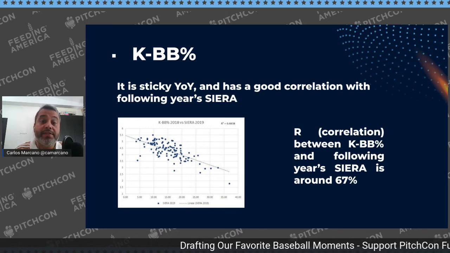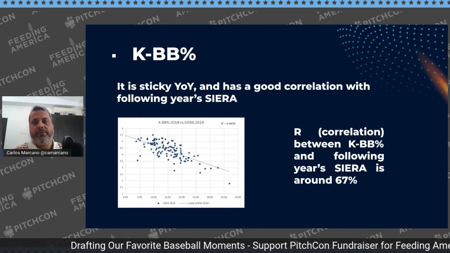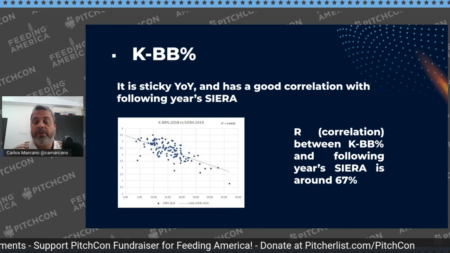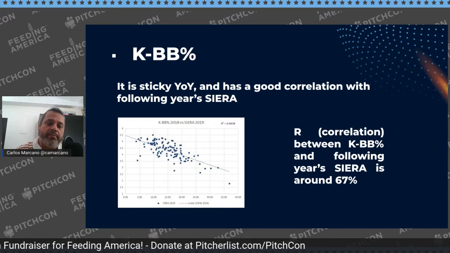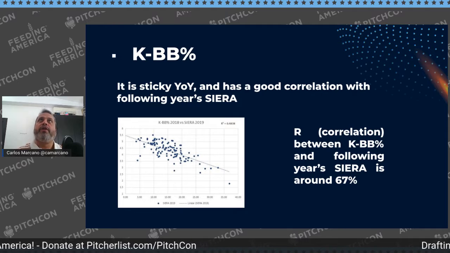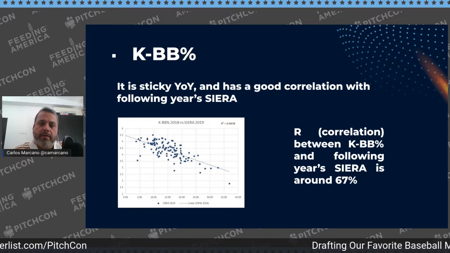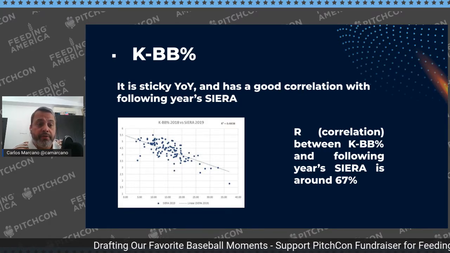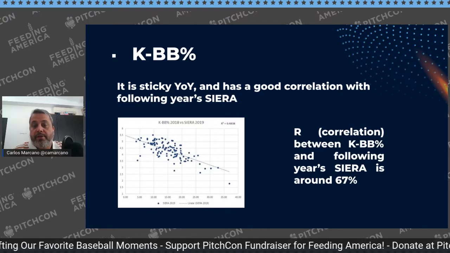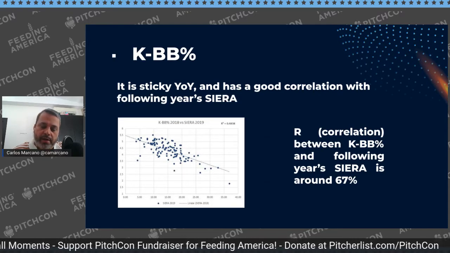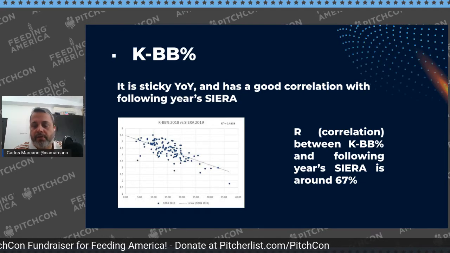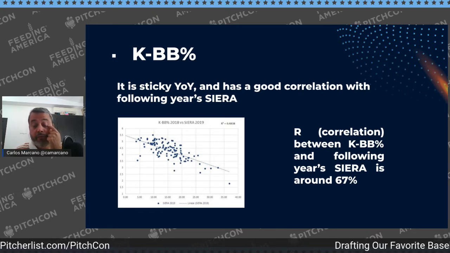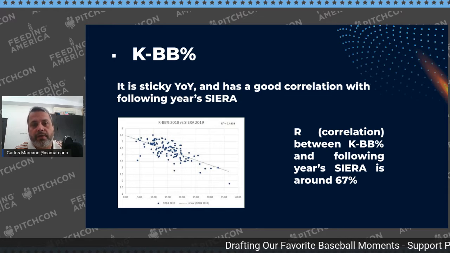Sierra has around a 77 correlation to next year's Sierra. So, what does this mean? That it can predict, or it can explain, better said, around 67% of next year's Sierra, and that's perfectly logical because Sierra is largely made of strikeouts and walks, besides a lot of other stuff. I mean, the Sierra formula can get you dizzy just looking at it, you know.